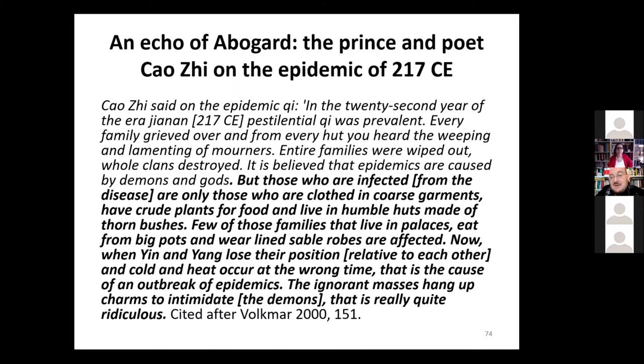And he's referring to this epidemic in the year 217. And here we have an interesting echo of Agobard. But those who are infected, only those who are clothed in coarse garments, have crude plants for food and live in humble huts made of thorn bushes. Few of those families that live in palaces, eat from big pots and wear linen and sable robes are affected.